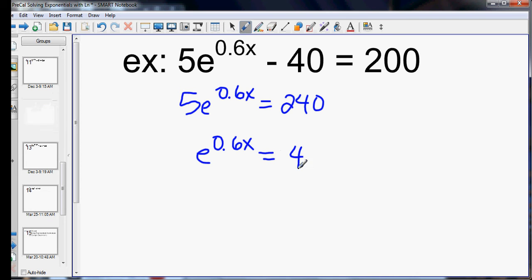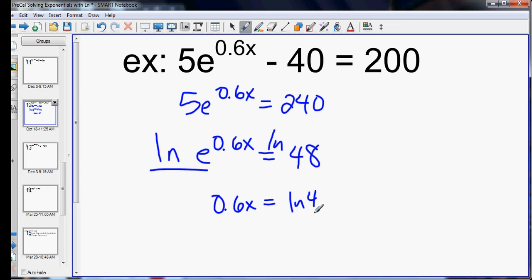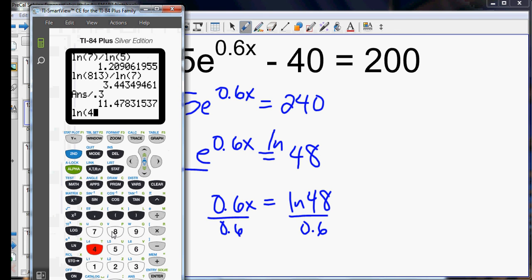Now that the exponential is by itself, we take the log of both sides. And here's why I like to use natural log. Because what do natural log and e do to each other? Yeah, they get rid of each other, because they're inverses, so that just leaves 0.6x on the left and natural log of 48 on the right. So then we just divide both sides by 0.6. So 6.452 is our x.